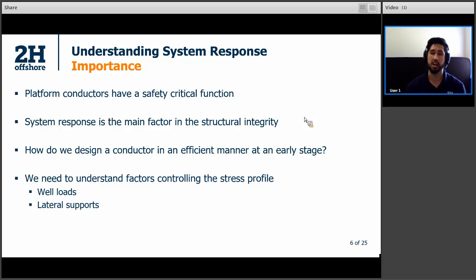So when we don't have that much data, we don't have too much information, how can we do that at an early stage? One of the key things here is we really need to understand the factors that control the stress response. How do the well loads, so types of operations, types of configurations, really affect that loading, and how do the lateral supports and the thought of lateral supports interface with all of that understanding?